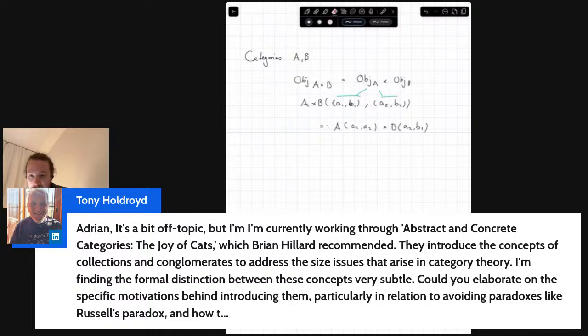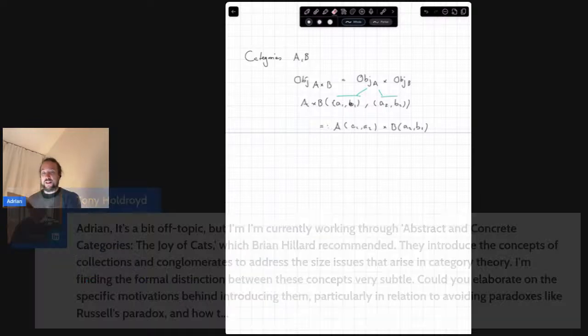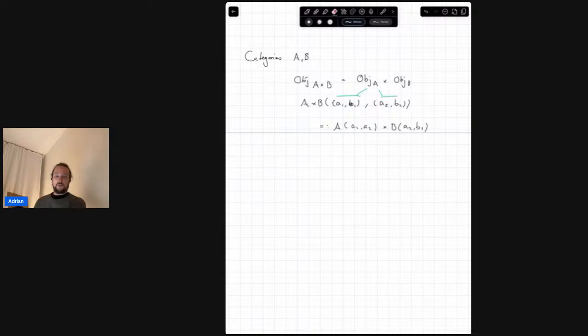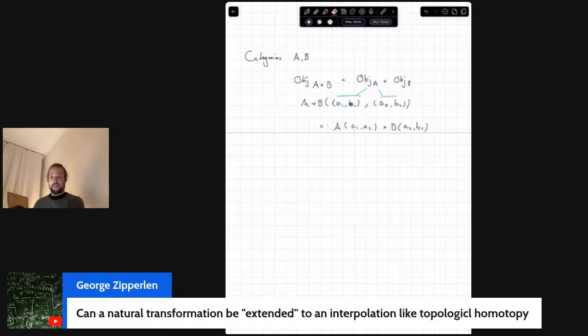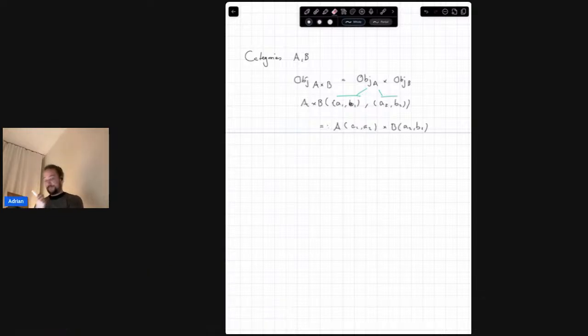So George is asking, can a natural transformation be extended to an interpolation like topological homotopy? I don't know what George means by extended. Oh, we get more. Oh, I see. Yeah, I don't know what George means by extended, but I'll carry on for a bit, and maybe in the meantime, George can elaborate, and then I can get back to George's question.